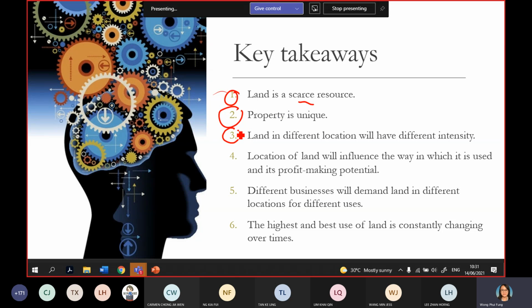Okay, number 3, land in different locations will have different intensity. You can see that in the city center, we tend to use the land more intensively. In the suburbs, we tend to use the land more extensively. Why? Why this one I don't want to say already. Later in the tutorial I will ask you this question again. Why in the city center do we use the land more intensively? Why in the suburbs do we use the land more extensively?